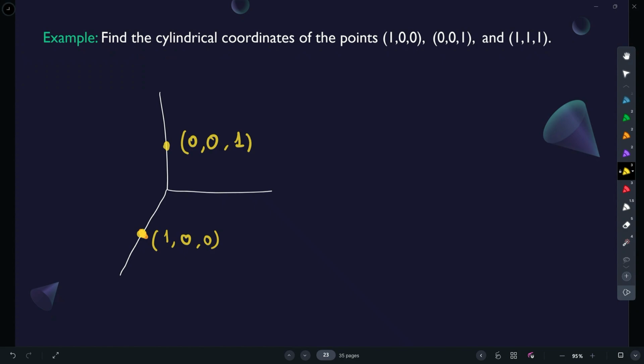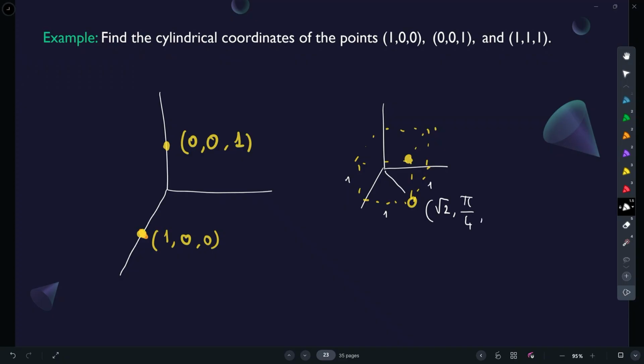But now 1, 1, 1, let's see what's happening there. Here's the point. Here's the projection. So now I have something more interesting. What is the distance to the origin in the projection? It is the square root of 2. The angle, it's in the diagonal, so the angle has to be 45. And then the z coordinate stays the same, so the z coordinate is 1. So that's how you convert from Cartesian to cylindrical, cylindrical to Cartesian.